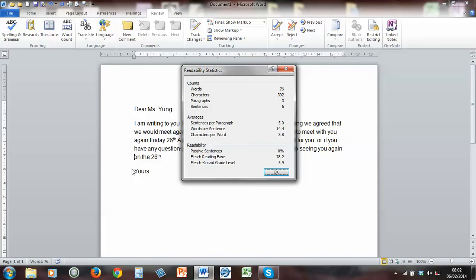But do remember, it is just a guide. It's not a controller. So the fact that it says its reading ease has improved doesn't necessarily mean it has. Basically, it means you've used shorter words and shorter sentences and you've been a bit clearer. That doesn't automatically mean that you will be more understandable, but it's a good guide.